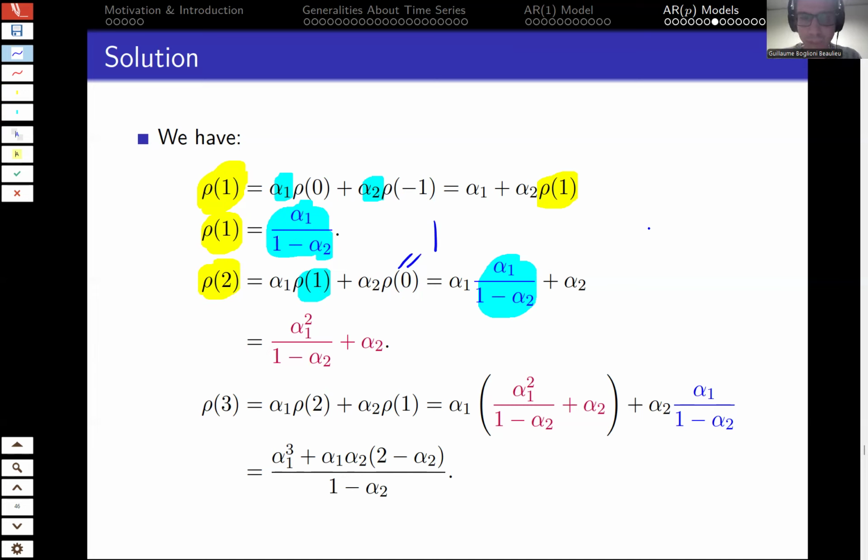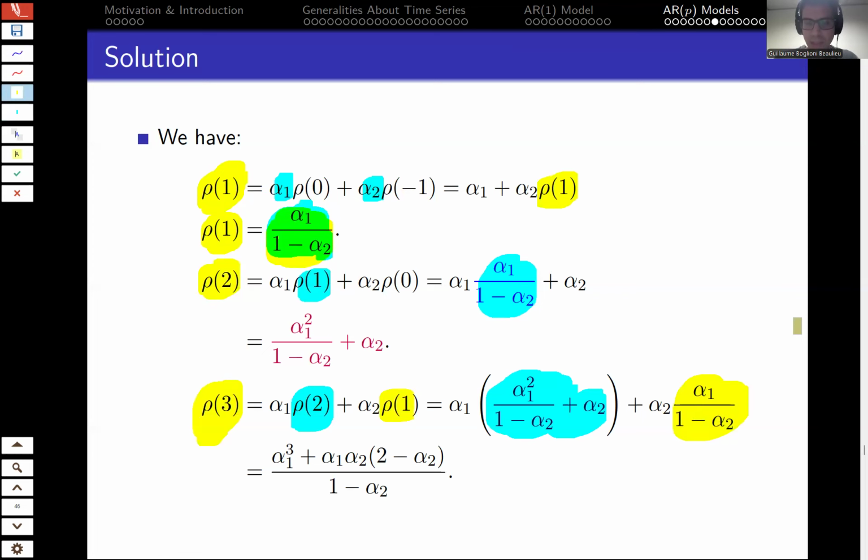Yeah, of course, because rho 0 is the correlation between xt and xt, which is 1. And then one last. Hopefully you see the pattern now. If you want to find rho 3, well, you can find it as a function of rho 2 and rho 1. Again, using your formula from before, alpha 1 rho 2 plus alpha 2 rho 1, and of course, rho 2 you found before, it's here, and rho 1 as well. You found it before over here.